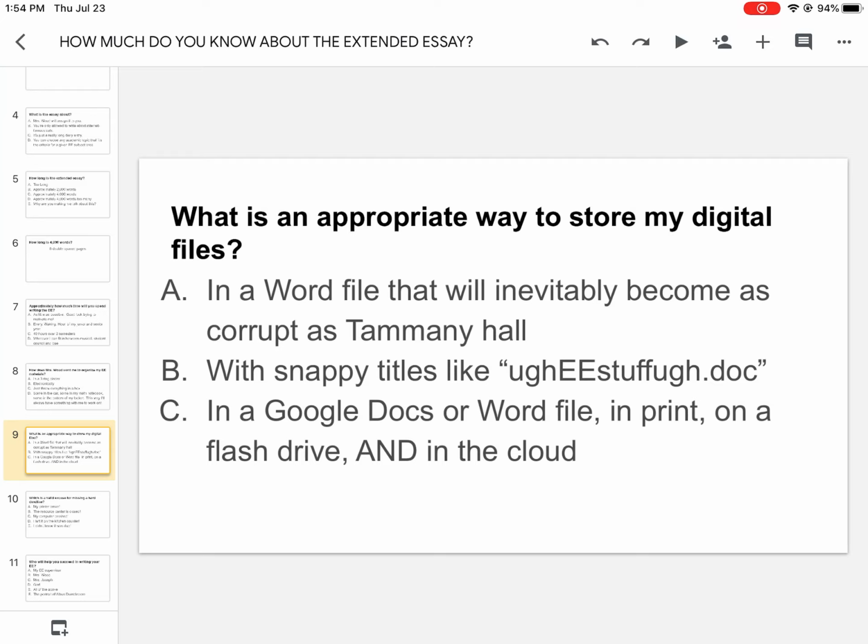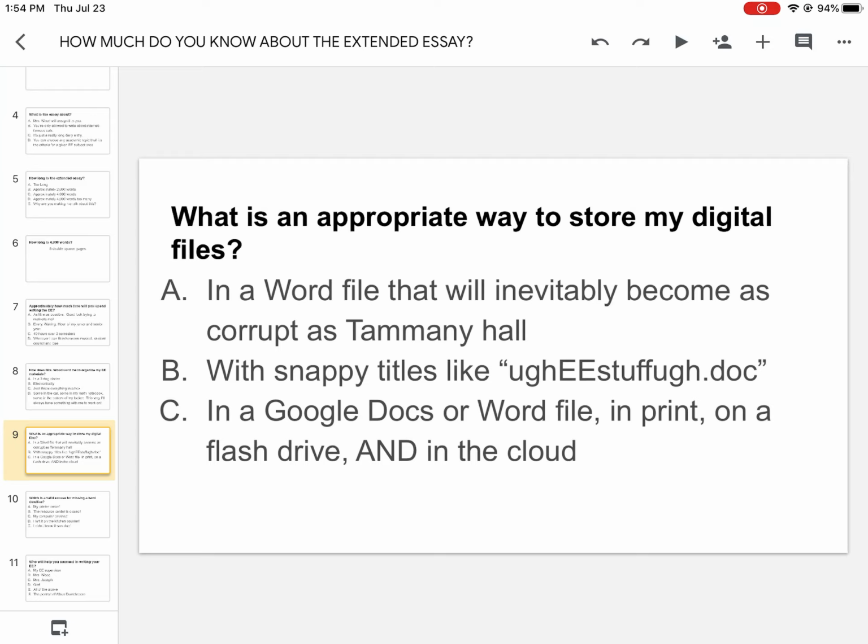And you also want to make sure that you're not titling your files with things like, "Oh, I hate the extended essay," because if they're all named that, you're not going to be able to find anything. You want to make sure that you've got a system for organizing and that you're saving pretty much everything you produce in multiple places. So whether you're using Google Docs or Word, you're saving it there.